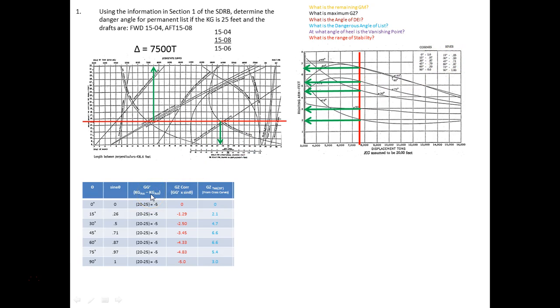Now here's something interesting. This is where we correct for our change in the center of gravity. The change is a function of the KG assumed, which was 20 in this case and came from the cross curve, and the KG actual, which is 25. Which means it's going to be -5. You might ask, why not do it the other way, 25 minus 20, to get +5?